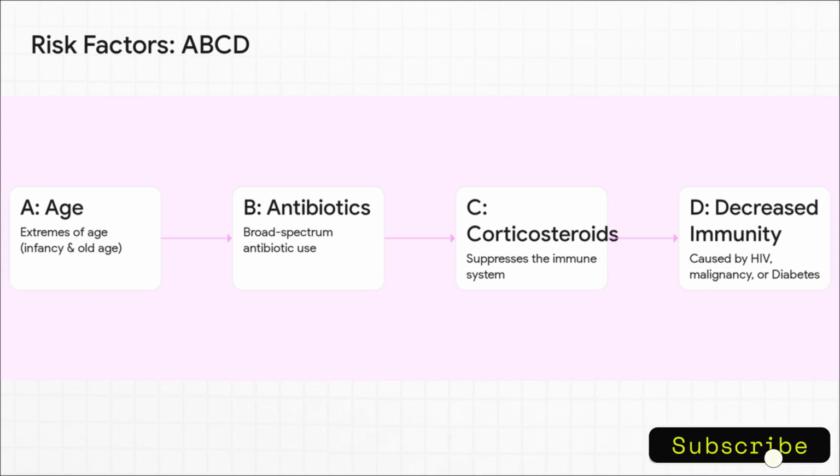A is for age. We're talking the very young and the very old, whose immune systems just aren't as strong. B is for broad-spectrum antibiotics. They're great at killing bad bacteria, but they also wipe out the good guys, which lets Candida overgrow. C is for corticosteroids, which suppress the immune system. And finally, D is for decreased immunity or diabetes. This covers things like HIV, cancer, or just poorly controlled blood sugar. A, B, C, D. Easy.